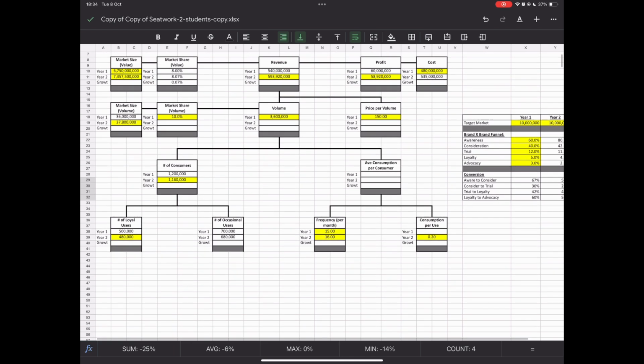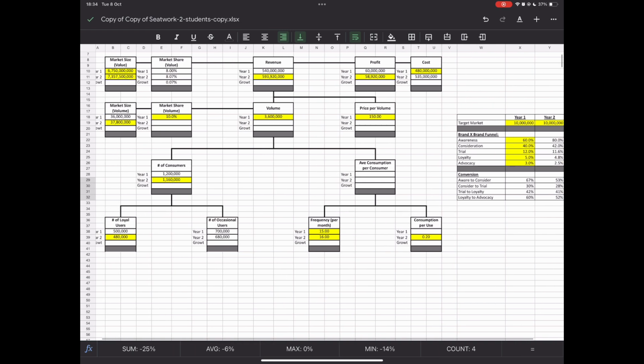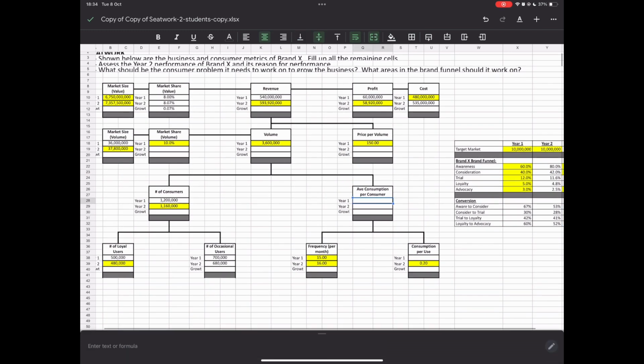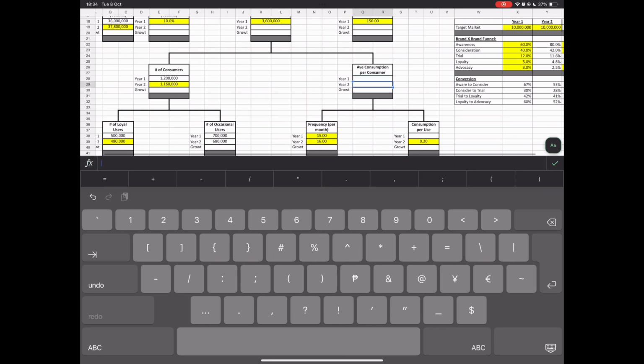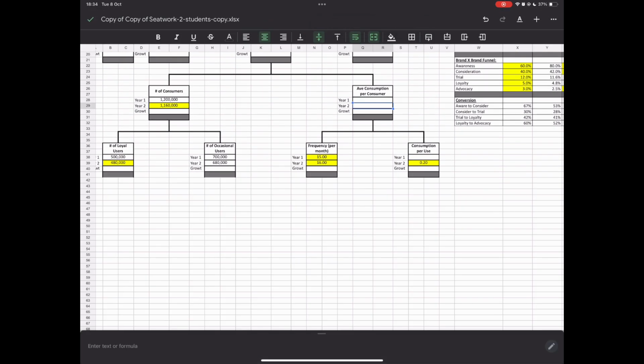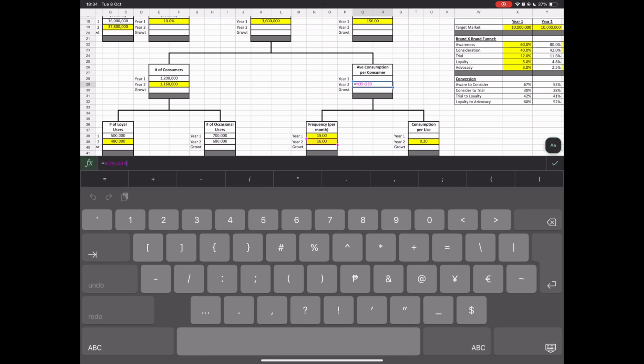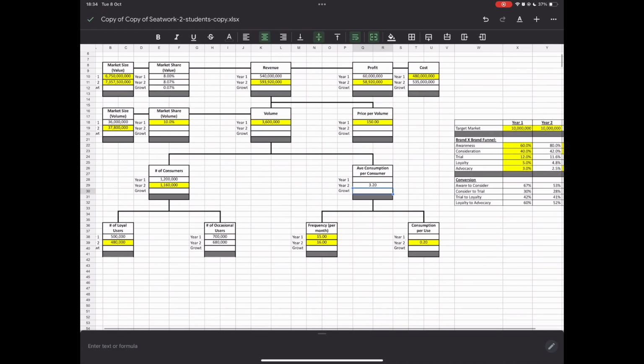So if we're looking at the average consumption per consumer, actually you can solve that by doing, for year 2, you can do that by multiplying that 16 at the bottom times the consumption per use. And that would tell you how often, or how much on average they consume.